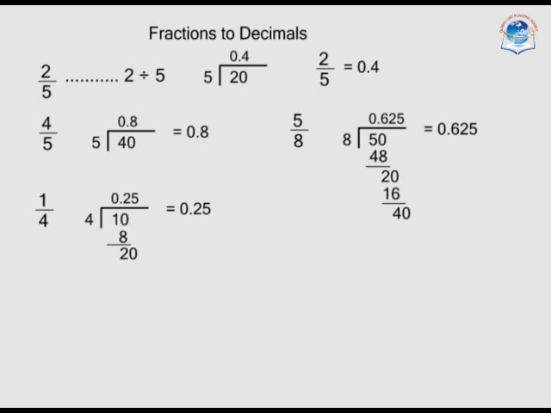For fractions with denominators as multiples of 10, we simply move the decimal to the left. 9 over 10 is 0.9. 7 over 100 is 0.07.